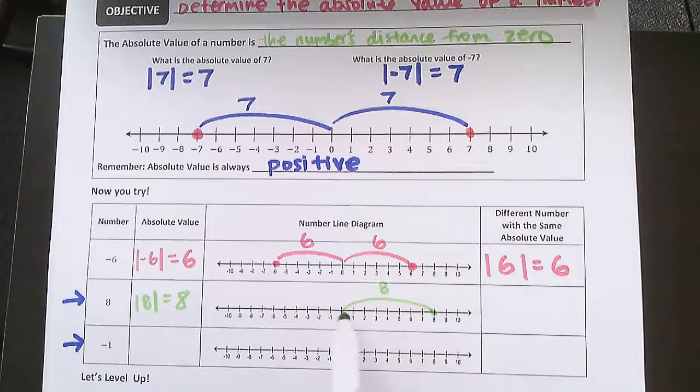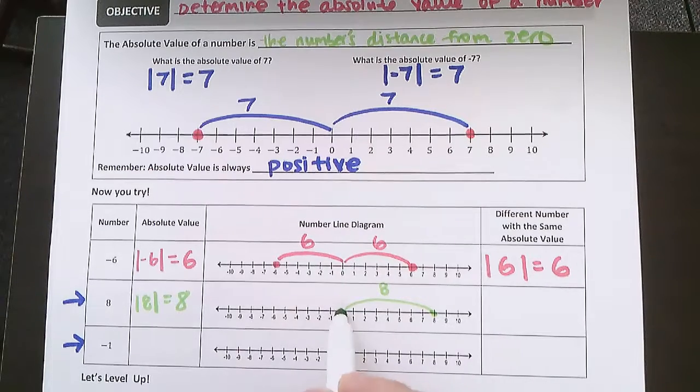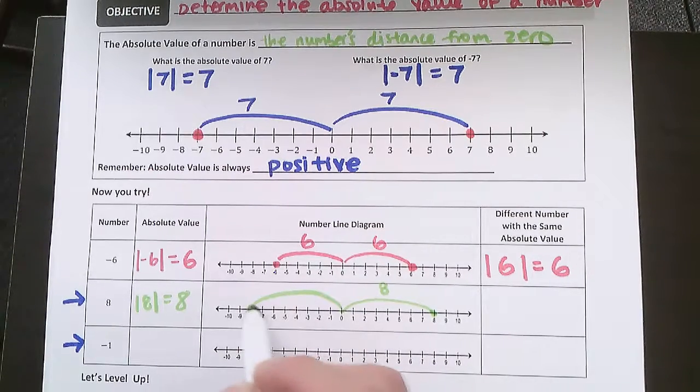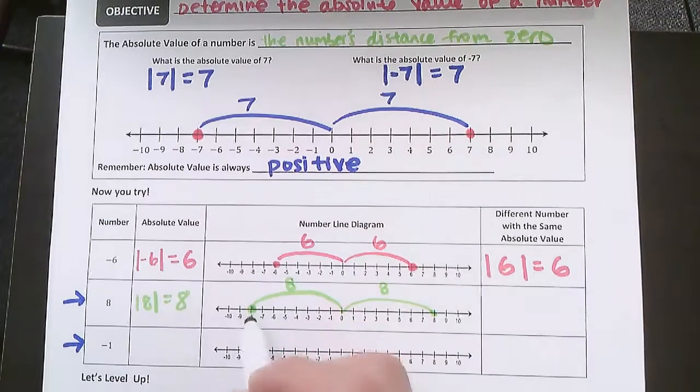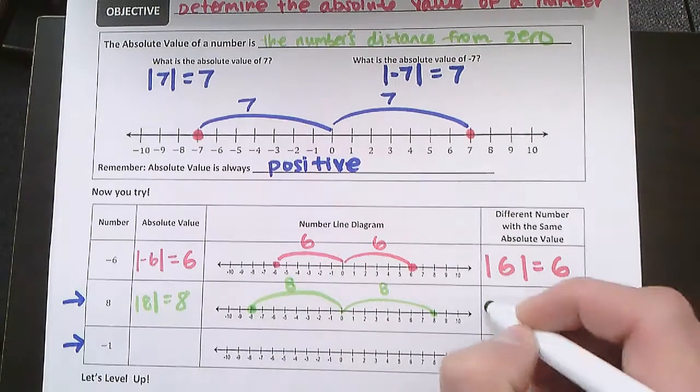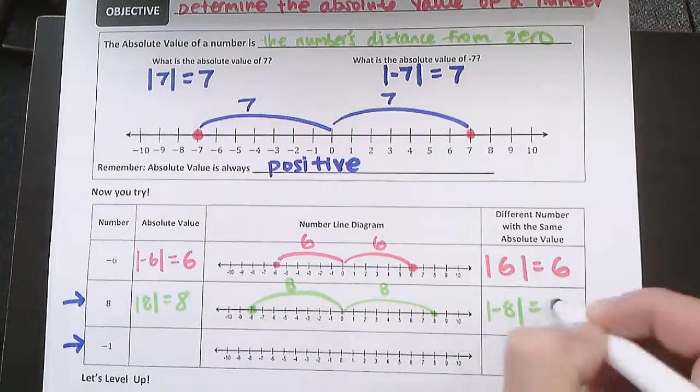What other number is also 8 away from 0? Well, we can go the other way, and that brings us to negative 8. So the absolute value of negative 8 is also equal to 8.